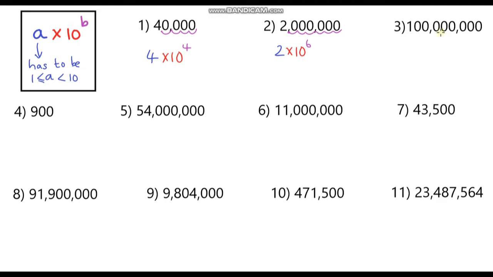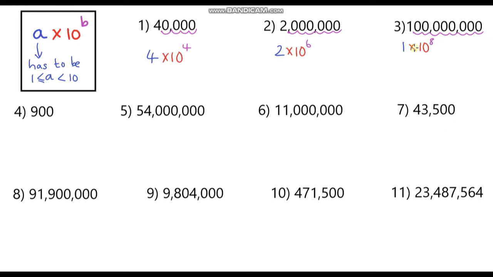Okay, question 3. So this is 100 million. Our base number is going to be 1. And then we're going to multiply it by 10. So let's put our decimal point in. That's going to be here. So we're going to go 1, 2, 3, 4, 5, 6, 7, 8. So our power is 8.